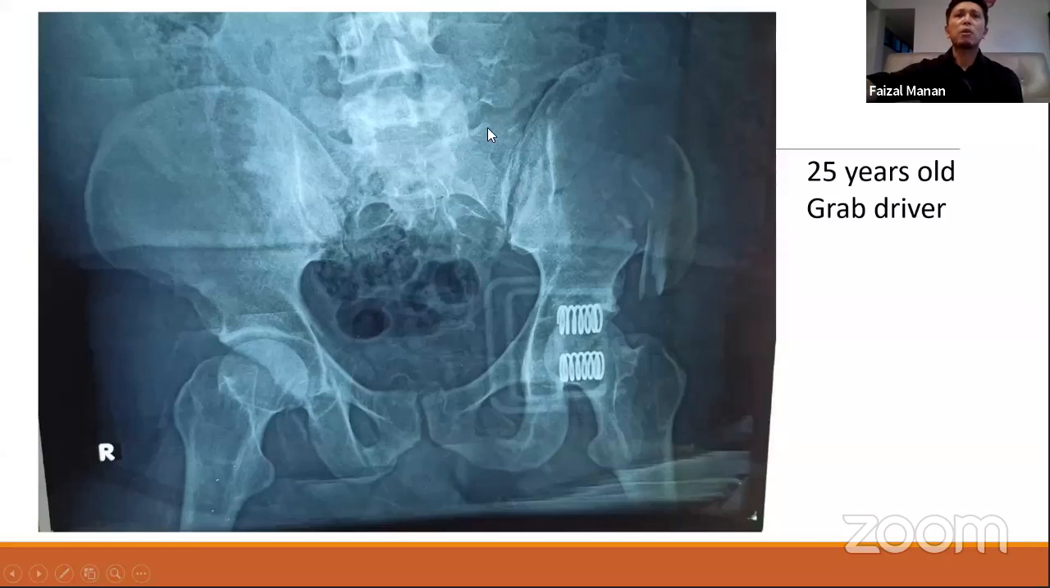I think because there's a lot of venous plexus at the back here, there's a possibility that the patient actually bled to death internally, especially when the pelvic ring keeps on opening up and there's nothing to stabilize it further.